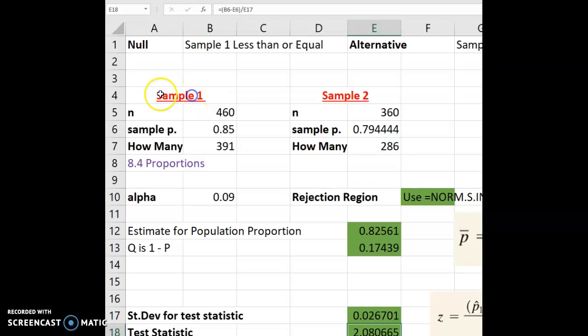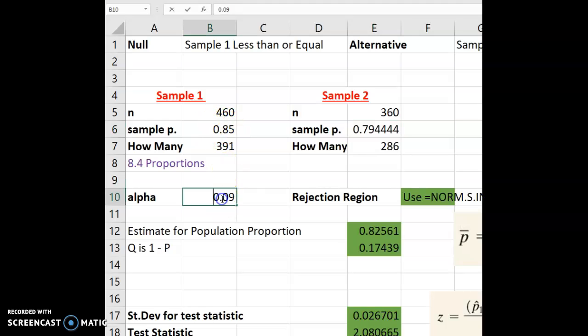Here in Excel, my sample 1, drivers from the south, I have the number that there were. The sample proportion is how many wore the seatbelt out of the total number. And now for the northeast people, the number in that sample, how many wore their seatbelt out of that total number is the sample proportion.